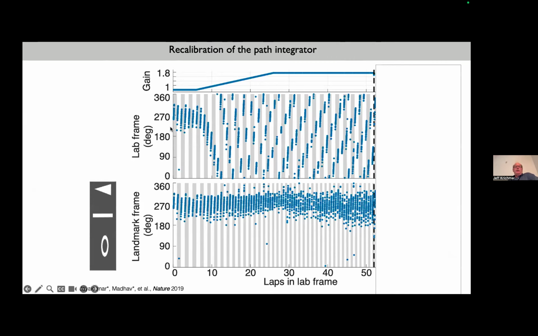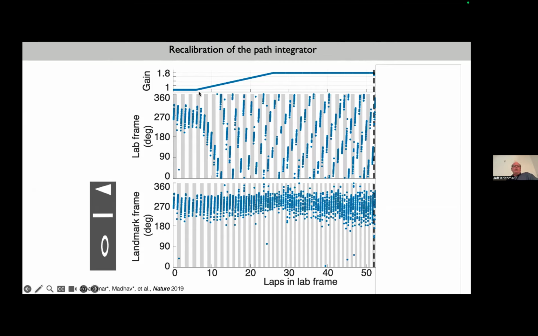What I'm plotting here is the activity of a hippocampal CA1 place cell. Laps are on this axis here. Each gray and white bar is one lap. And plotting here is the location as the rat runs a 360-degree lap. We start the experiment at a gain of 1. That means the landmarks are stationary. For the first 7 or 8 laps, the landmarks are stationary. And you can see here's a place field that fires when the rat runs down the track. It starts to fire at this 270-degree location on the track. And every time the rat passes that location, the cell fires. It's just a place cell.